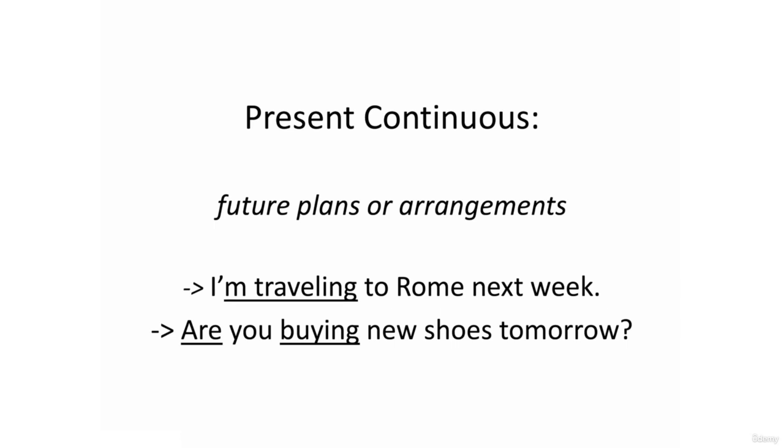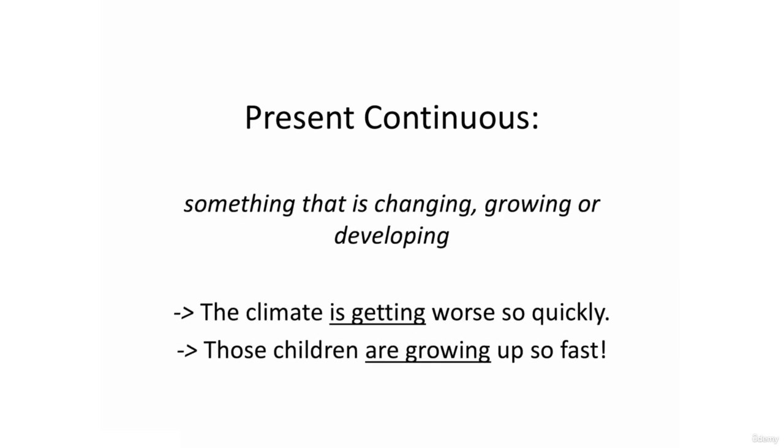We can use the present continuous for a few other things. For example, to talk about future plans or arrangements. For example, I'm traveling to Rome next week. Are you buying new shoes tomorrow? We also use the present continuous to mention something that is changing, growing, or developing. The climate is getting worse so quickly. Those children are growing up so fast.